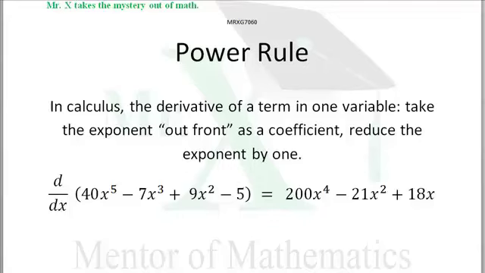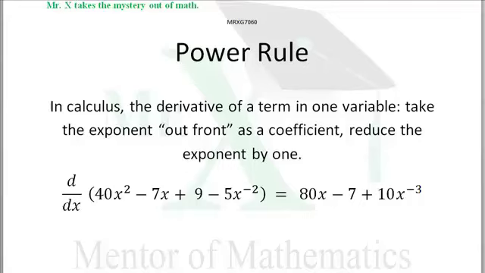So check out this example, and this is how we read it. This is just notation for taking the derivative with respect to x. That's all this means. We're going to take the derivative with respect to x of this quantity, 40x to the fifth minus 7x cubed plus 9x squared minus 5. And I'm going to tell you that that's equal to 200x to the fourth minus 21x squared plus 18x. Maybe you see the pattern. One more example.